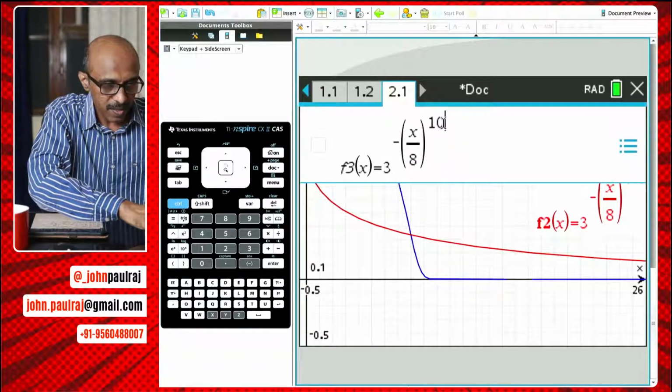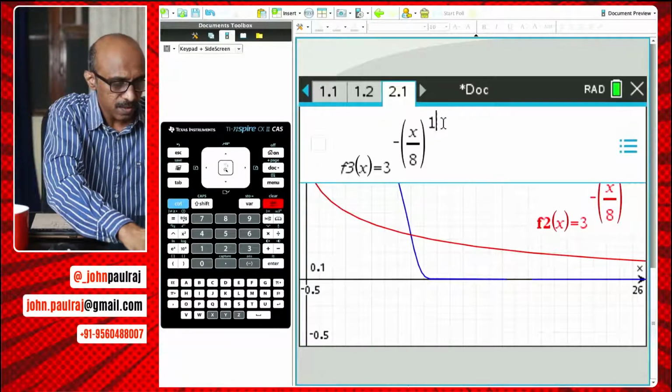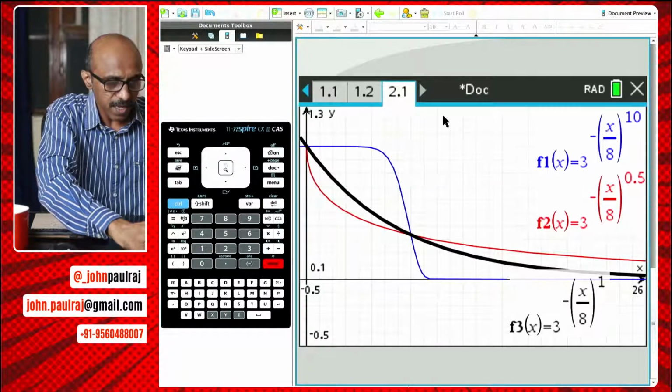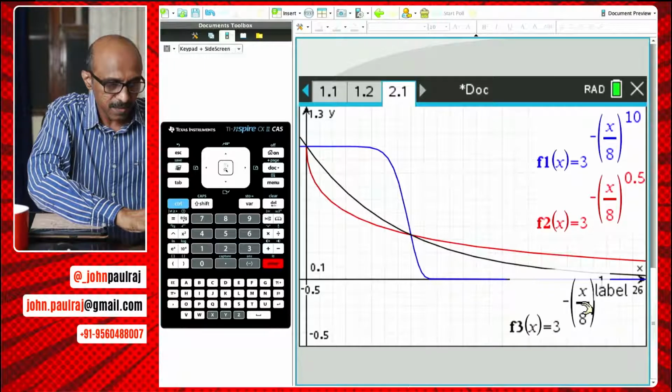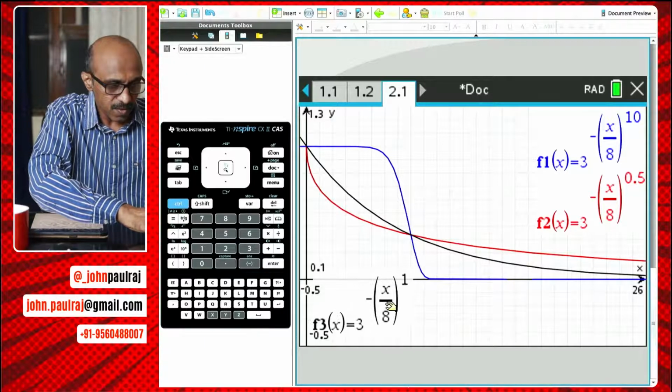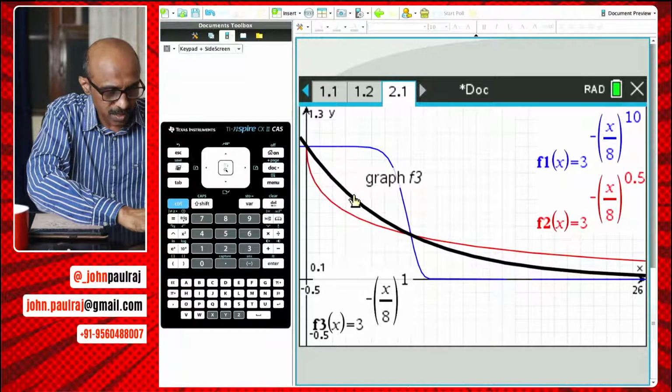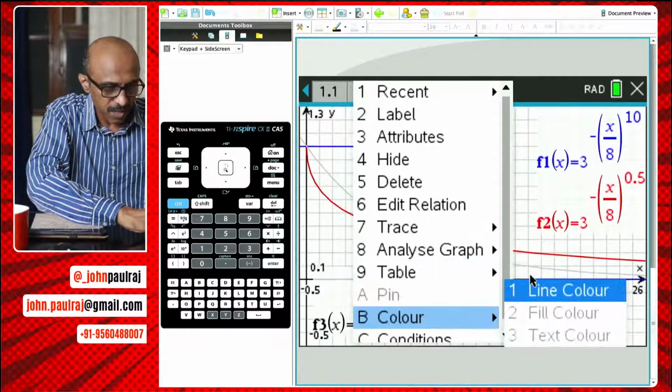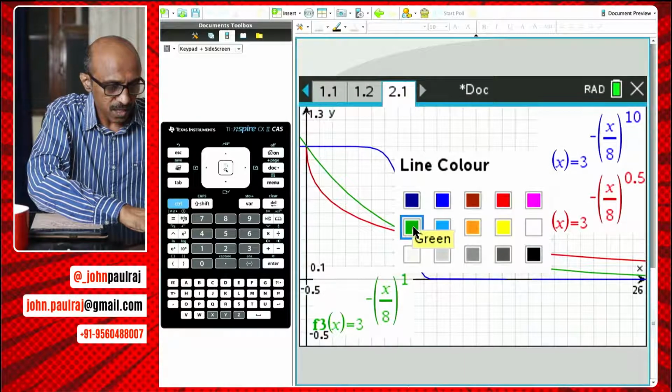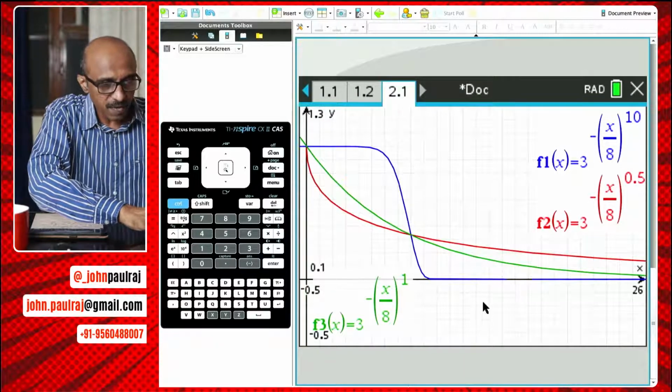Okay, now the value of A is 1. Hit enter, and the graph is in black. You want to change the color so that it stands out from the color of the axis. You can go and change the color. I'll change it to green. All right, so you've got the 3 graphs.